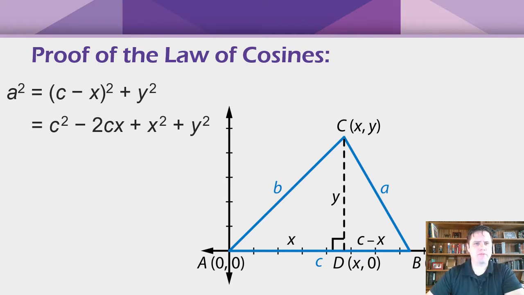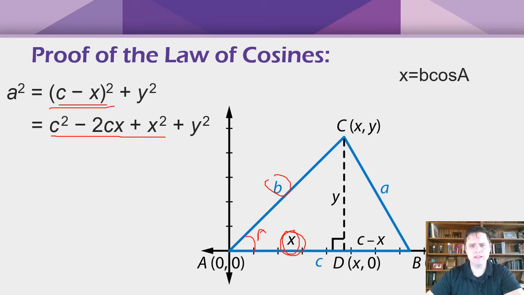So here's the proof worked out. We have a squared equals (c minus x) quantity squared plus y squared. If we then FOIL this, we will get c squared minus 2cx plus x squared. It's at this point that we need to get rid of the x's and y's. So we have to think about how we can describe x in terms of values that we already have, terms of a, b, and c, terms of sines and cosines of angles. If we look from angle A, x is just b cosine A. And then y is, remember, opposite over hypotenuse, so y would just be b sine A.